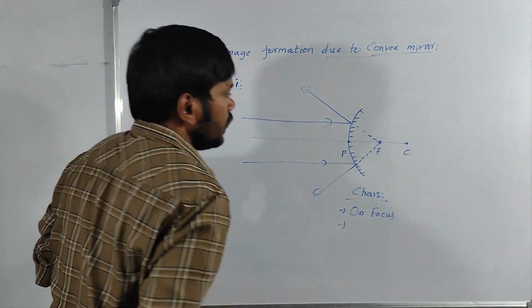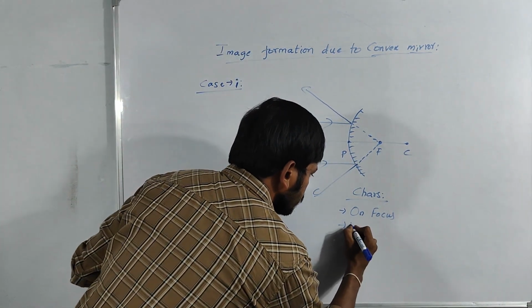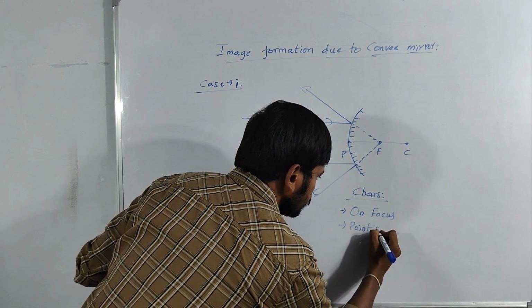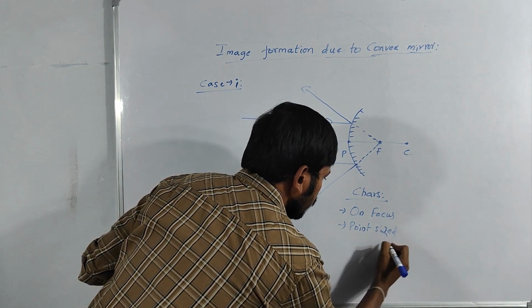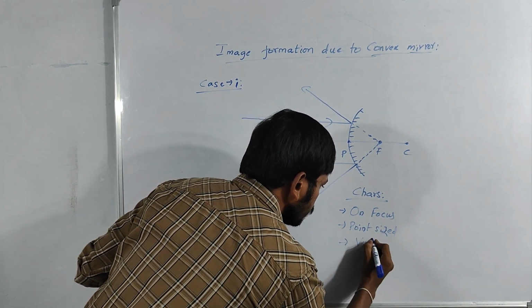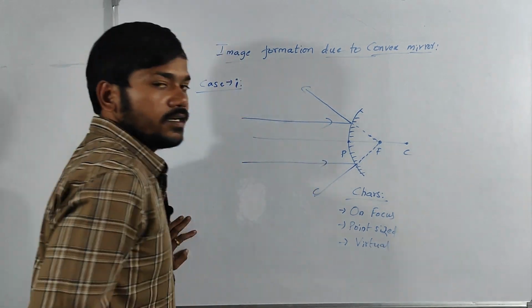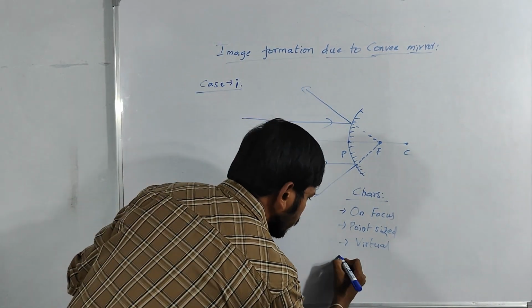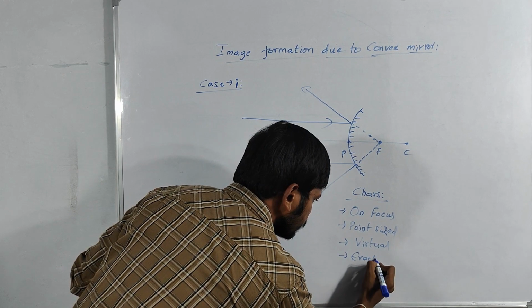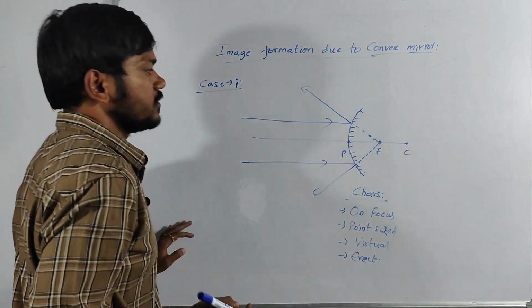Now if we write the characteristics, first point, on the focus. What is the second point? How is the image? Point sized. Is it real or virtual? It is virtual. When it is virtual, we know how it is: it is erect.